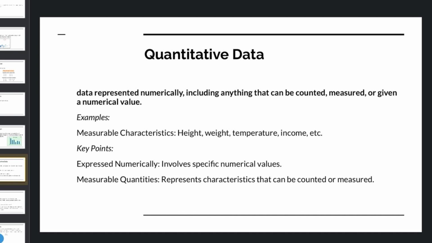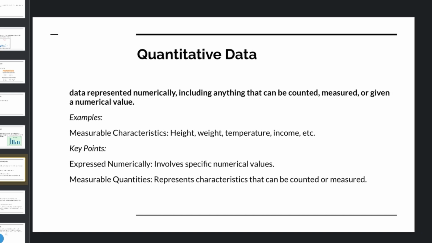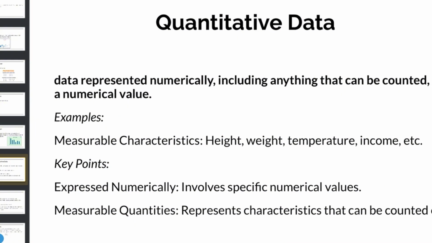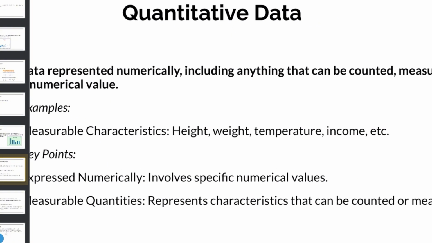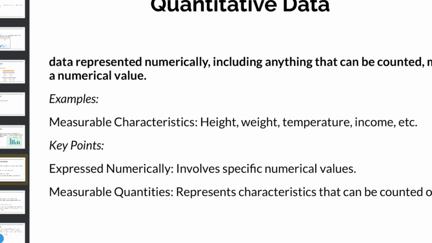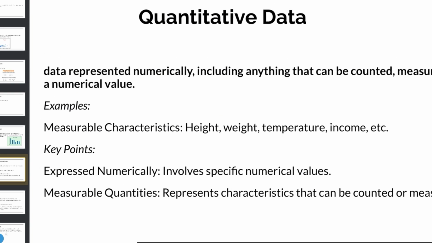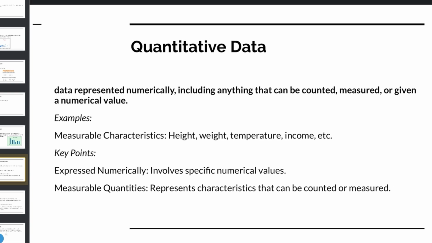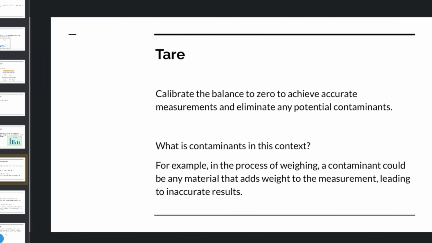Quantitative data. What is quantitative data? Data represented numerically, including anything that could be counted, measured, or given a numerical value. Examples of measurable characteristics: height, weight, temperature, income, etc. Key points: expressed numerically, involves specific numerical values, measurable quantities, represents characteristics that can be counted or measured.